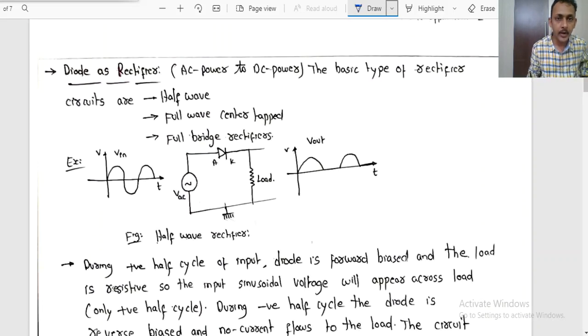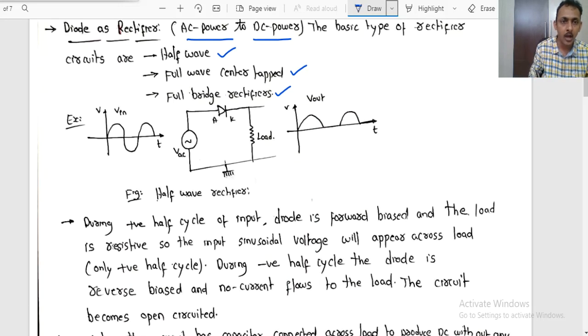Here the purpose of the diode in a rectifier is that it converts the AC power to DC power. Now in these rectifier circuits we have the half wave rectifier, the full wave center tap rectifier, and the full bridge rectifier. All these three in detail we have already discussed in the previous videos, right? But coming to its basic operation, it converts the input AC waveform into a pulsating DC waveform.